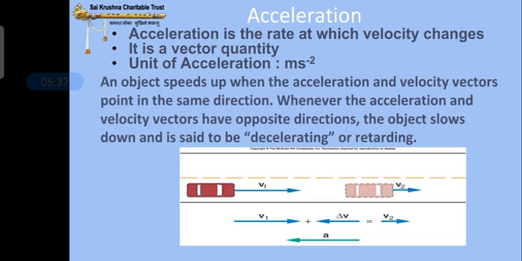Now let us study acceleration and deceleration. An object speeds up when the acceleration and velocity vectors point in the same direction. Whenever the acceleration and velocity vectors have opposite directions, the object slows down and is called decelerating or retarding. Did you all understand, children? So, when the acceleration and velocity vectors point in the same direction, the object speeds up. Therefore, we say that it is accelerating. And whenever they have opposite directions, the object slows down and is called decelerating or retarding. Deceleration is nothing but the negative of acceleration, which means the opposite of acceleration.